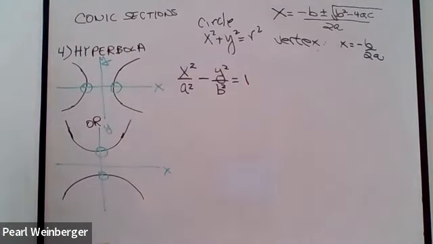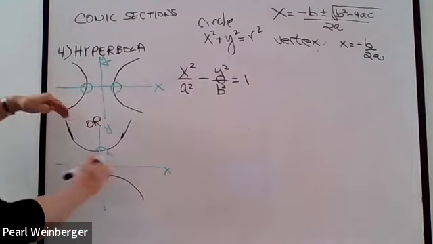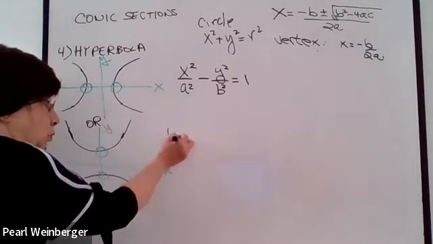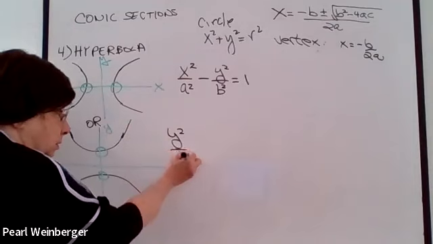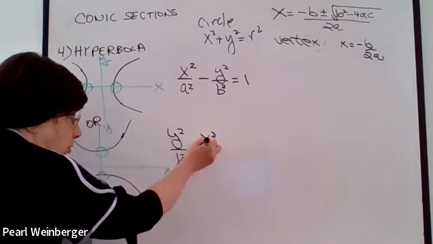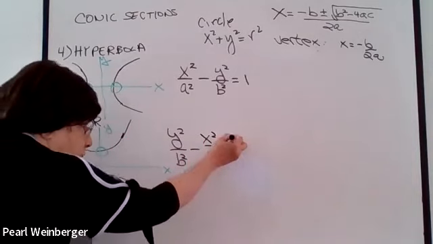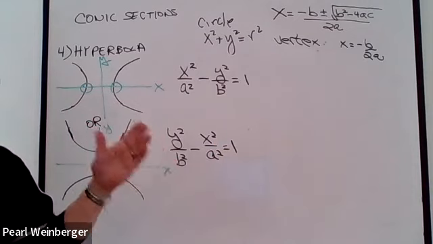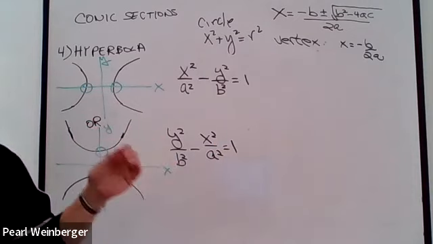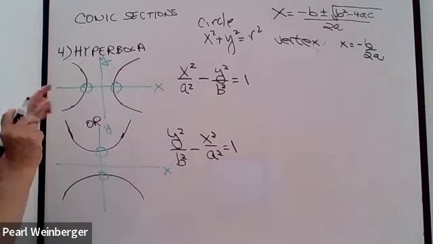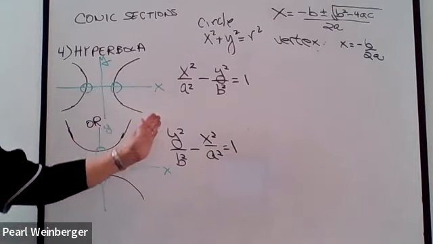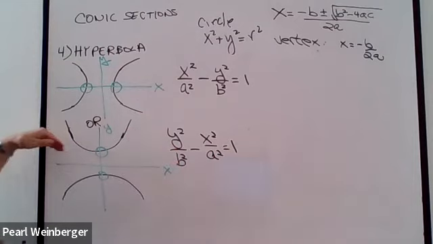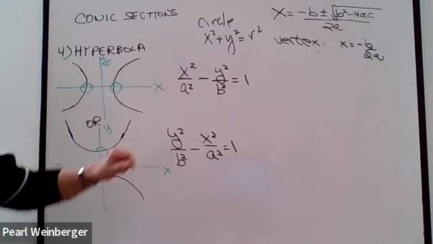The standard format of a horizontal one, that's crossing the y-axis and not the x-axis, is going to be y squared over b squared minus x squared over a squared equals 1. So sometimes you're going to see the x squared is the positive one, and it comes first. And that's the one that's going to cross the x-axis. And sometimes you'll see the y squared coming first, and that'll be the one that crosses the y-axis, but not the x-axis.